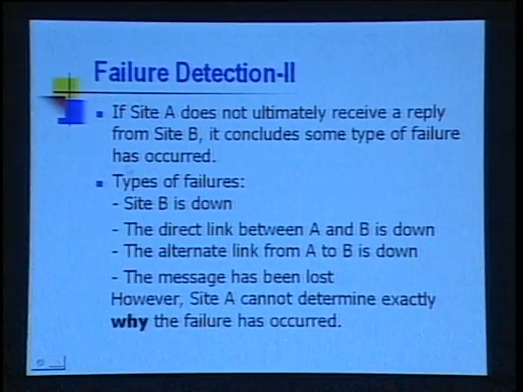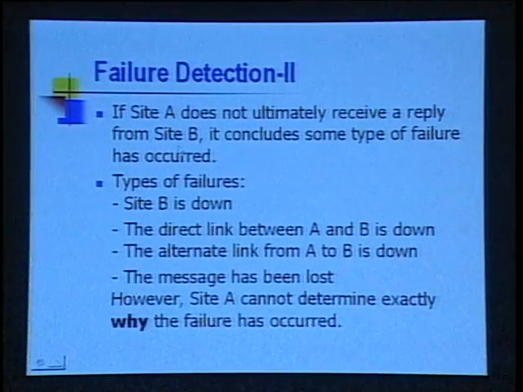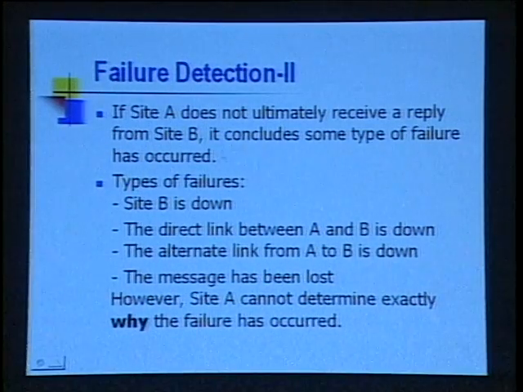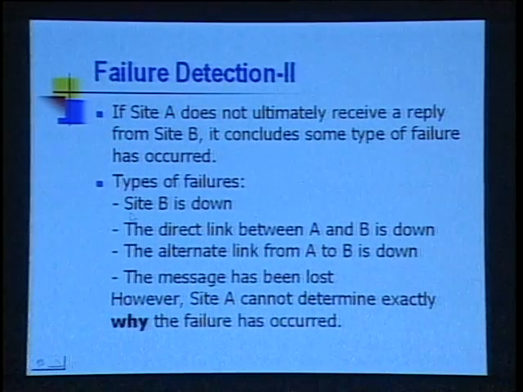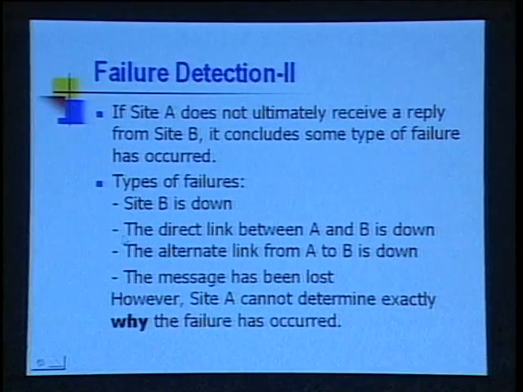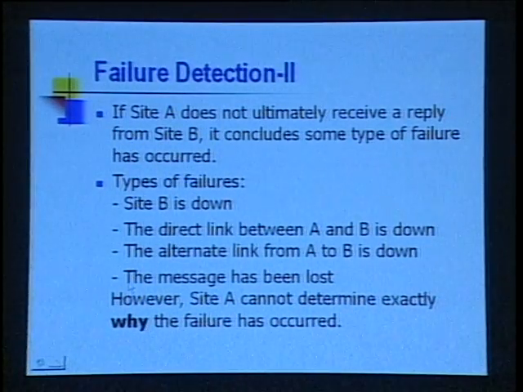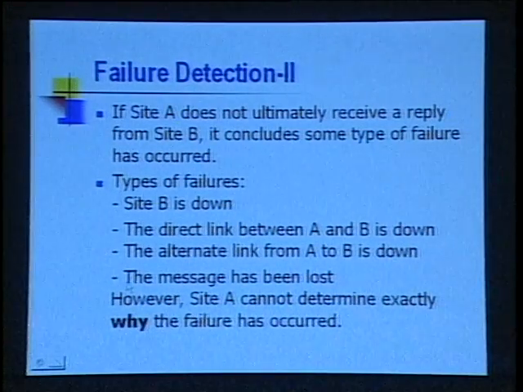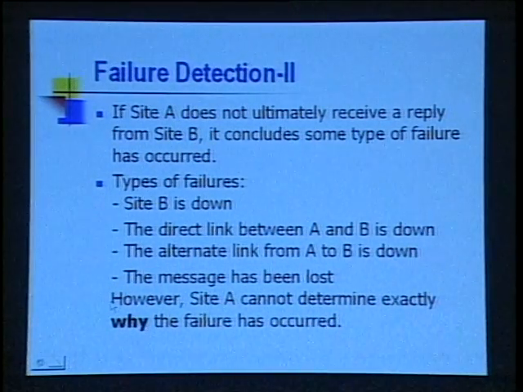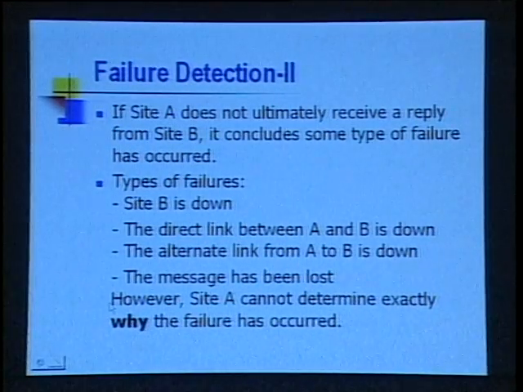If site A, let's say, does not ultimately receive the reply from site B, it concludes that some type of failure has occurred, and there may be a number of different types of failure. For example, site B is down, the direct link between A and B is down, the alternate link from A to B is down, the message has been lost, or a combination of these can occur. However, site A cannot determine exactly why the failure has occurred.